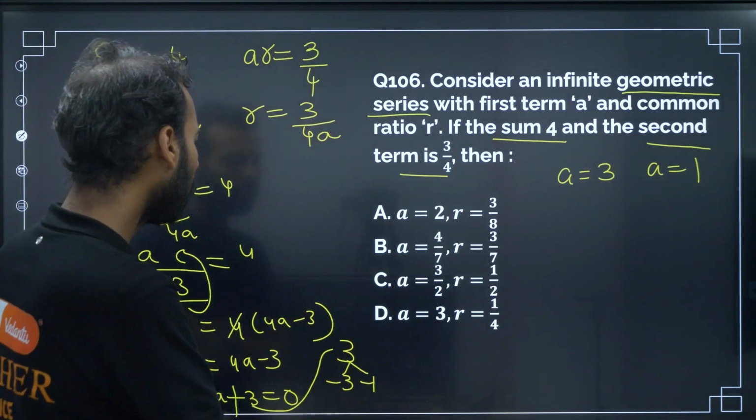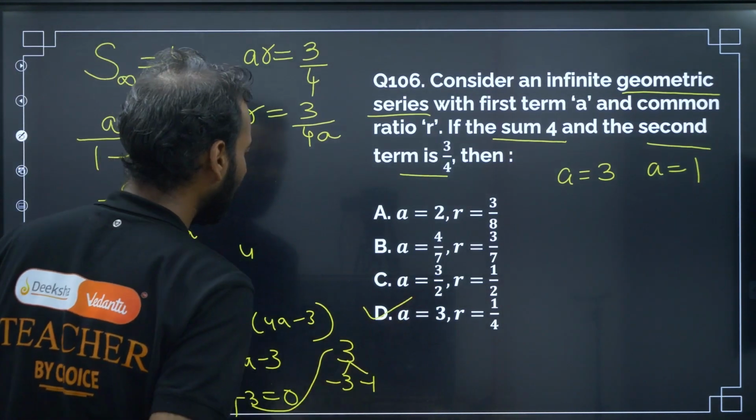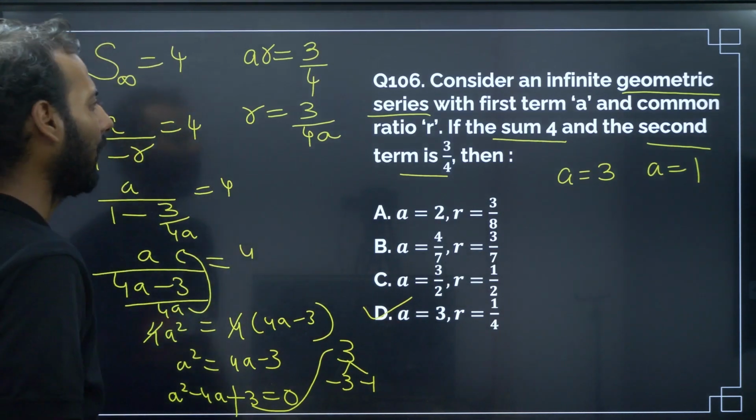A is equal to 3. Any option is there? Only one option is there. So blindly go for D option. Don't check other options. Don't find R value. Time waste. All that time waste.